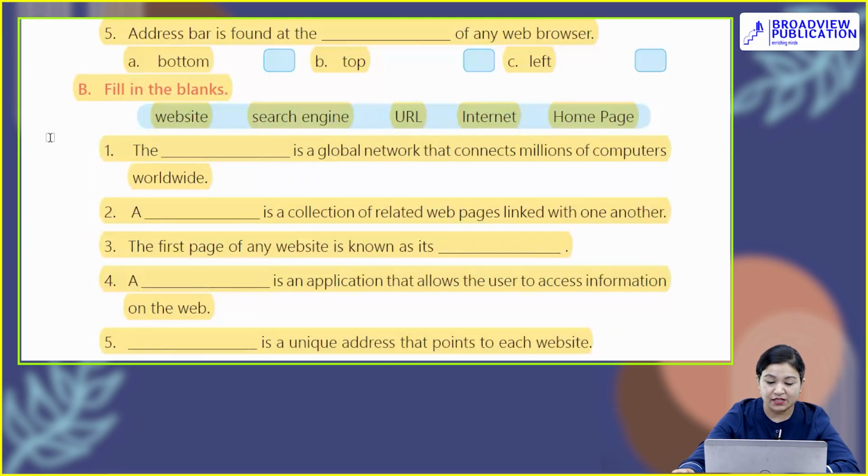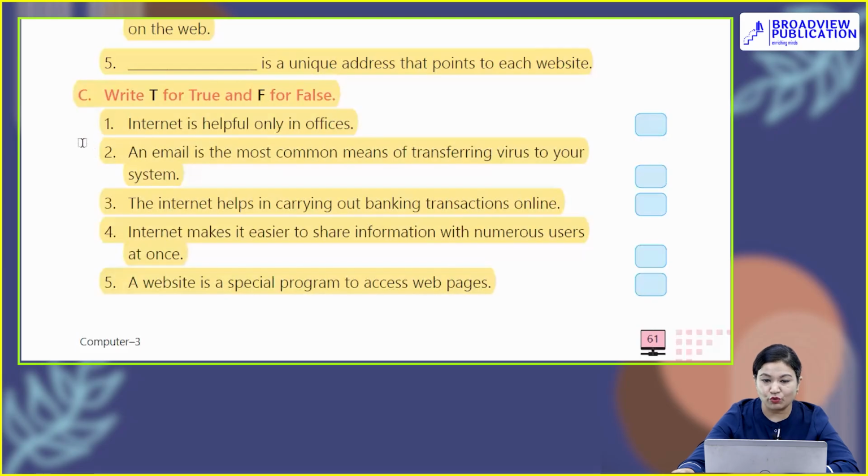Now fill in the blanks. The dash is a global network that connects millions of computers worldwide. It is internet. The dash is a collection of related web pages linked with one another. It is website. The first page of any website is known as its home page. A dash is an application that allows the user to access information on the web. It is a search engine. Dash is unique address that points to each website. It is URL.